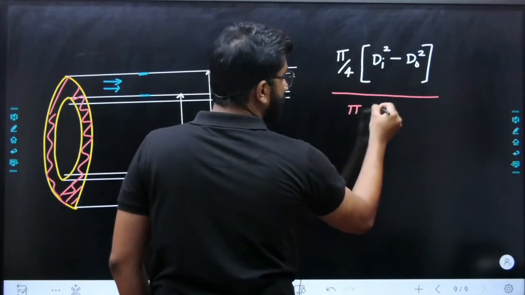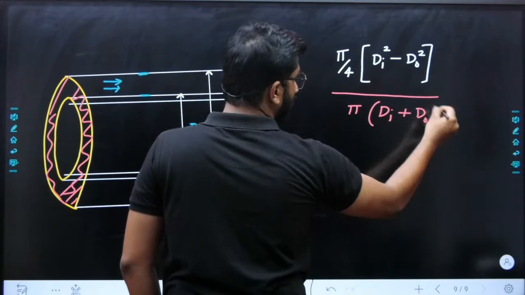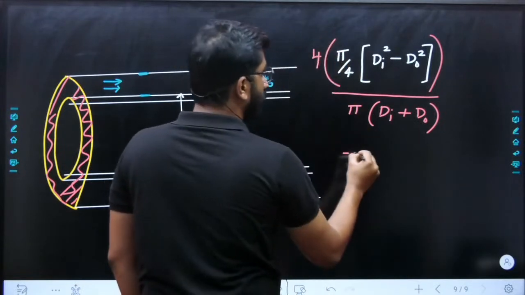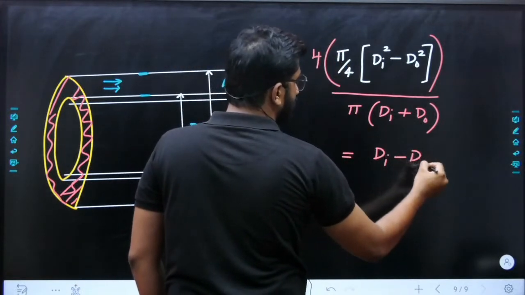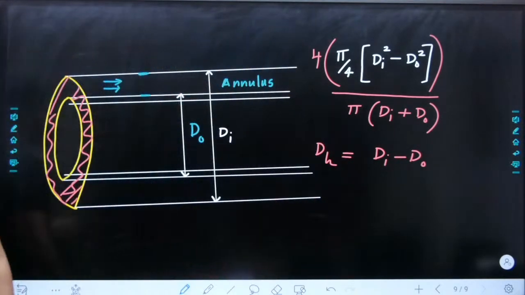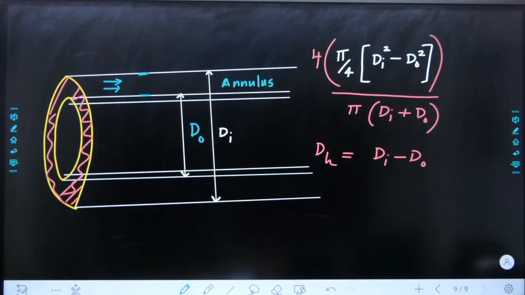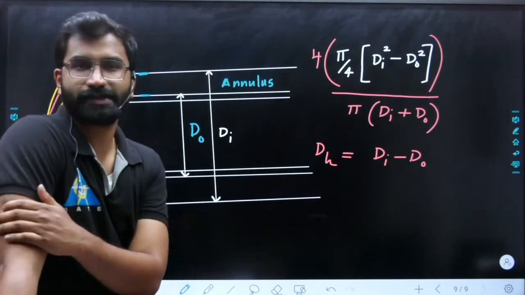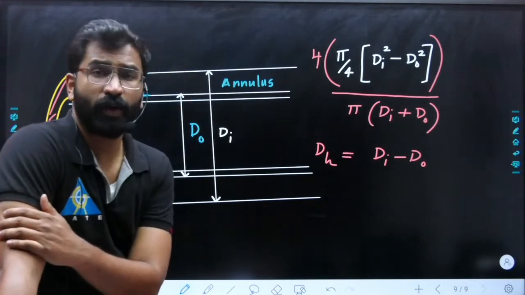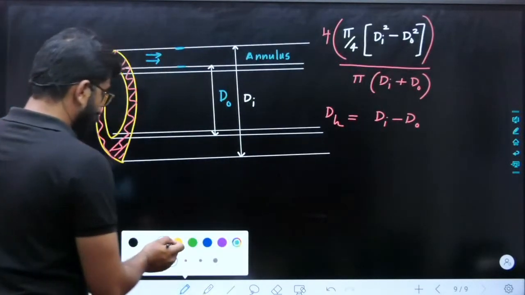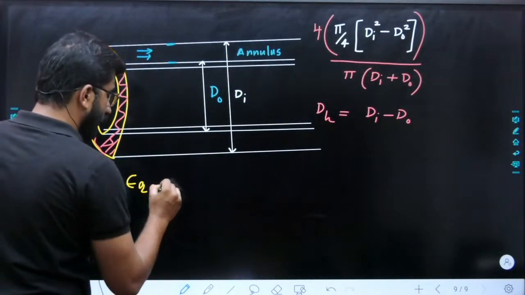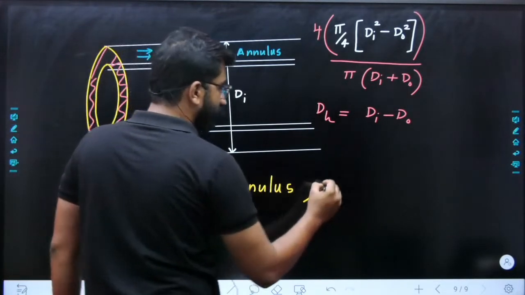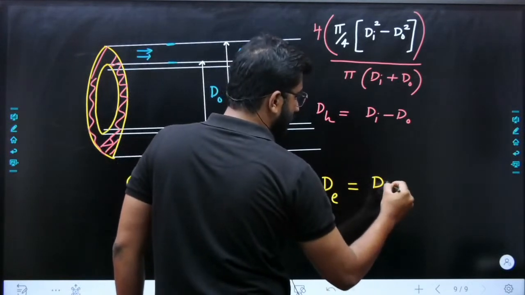What is the perimeter? That is pi into DI plus D naught. This is the equation, and this is multiplied by 4. So you will be getting what? DI minus D naught will be the hydraulic diameter for the annulus. Okay, so this is the hydraulic diameter for the annulus for pressure drop. Obviously, we are discussing fluid mechanics, right? In fluid mechanics, the hydraulic diameter or equivalent diameter for the annulus, in case of pressure drop, is DI minus D naught.